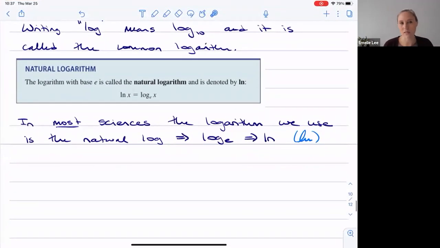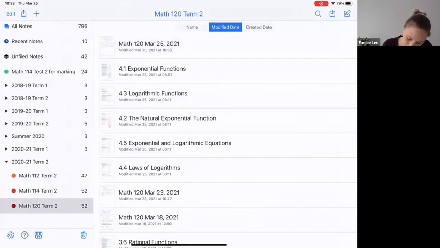Often WebAssign wants the exact value, unless it specifies. Okay, let's do some domain work here.